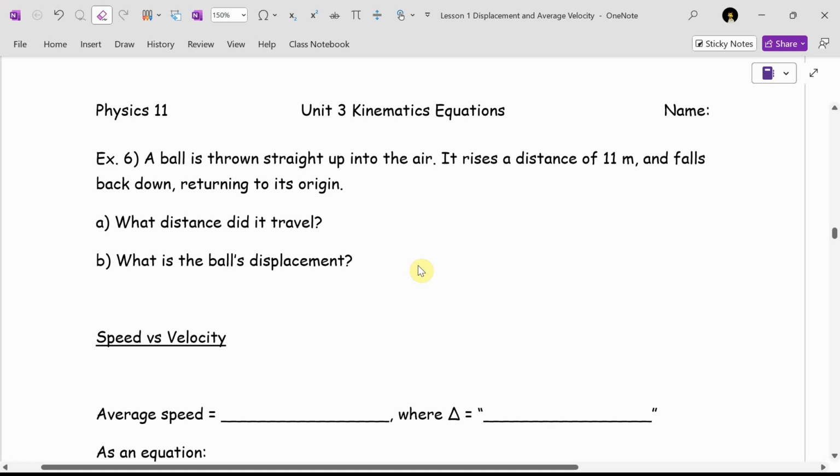If you've ever thrown a ball straight up into the air and then caught it, a ball is thrown straight up into the air. It rises a distance of 11 and falls back down, returning to its origin. What distance did it travel if it went 11 up and came 11 back down?